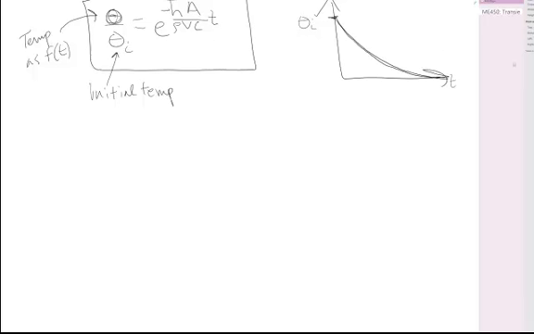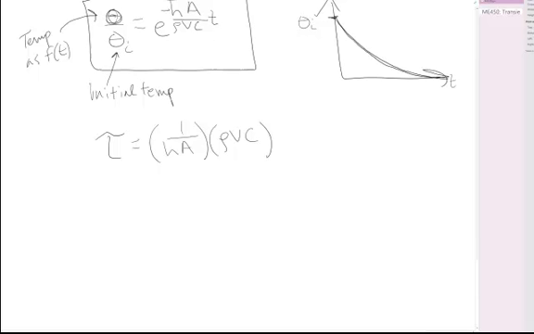Okay, so let's talk about negative exponentials for a bit. First thing, something that you do a lot of times, especially if you have a negative exponential with time, is you define a time constant, tau. And tau is equal to 1 over all the stuff that's multiplied by time. So in this case, tau is going to be equal to 1 over hA times rho Vc.